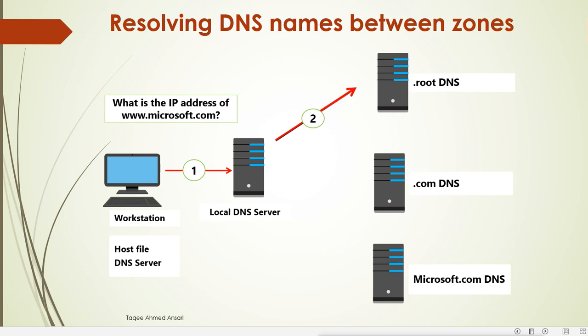www.microsoft.com. Now the query goes to the root hint servers. Root hint servers are servers available on the internet, and these servers are a special kind of server. They only give references. They don't give answers. So when this recursive query goes to the root hint DNS server, which is the closest one to this local DNS server, it will do what?